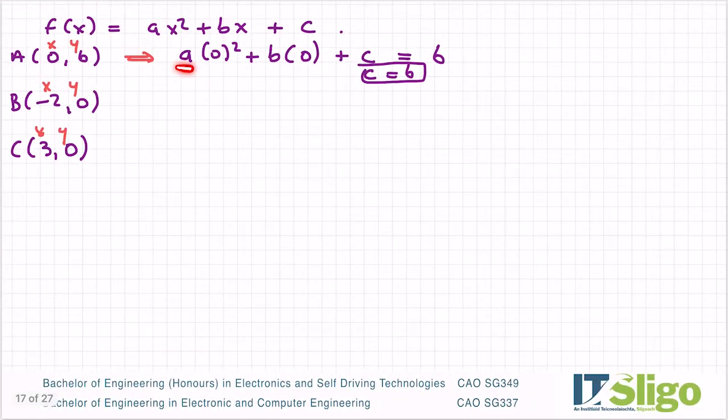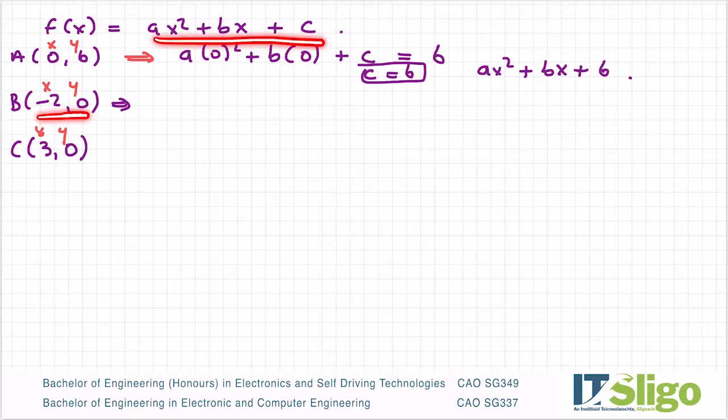So now let's figure out the a and the b in my quadratic. So I can write my quadratic now as ax squared plus, I'll just move it down a bit here beside the 6, ax squared plus bx plus 6. Okay, so let's continue on and let's do some more. So let's sub this point into the quadratic again.